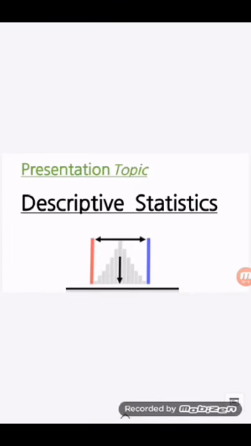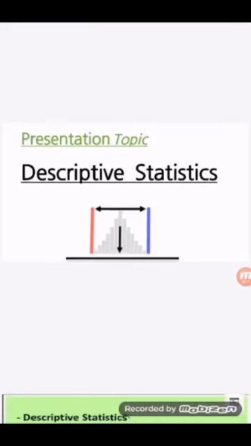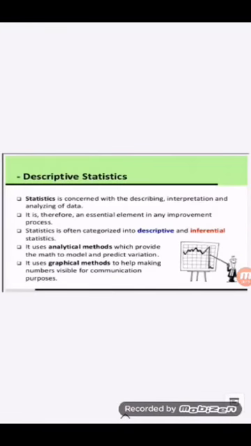Presentation topic: Descriptive Statistics. Statistics is concerned with the describing, interpretation, and analyzing of data. It is therefore an essential element in any improvement process. Statistics is often categorized into descriptive and inferential statistics. It uses analytical methods which provide the math or model and predict variation. It uses graphical methods to help make numbers visible for communication purposes.